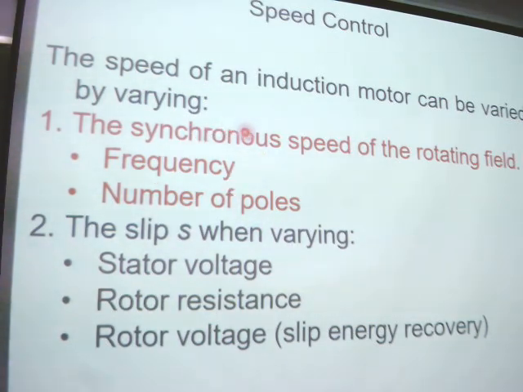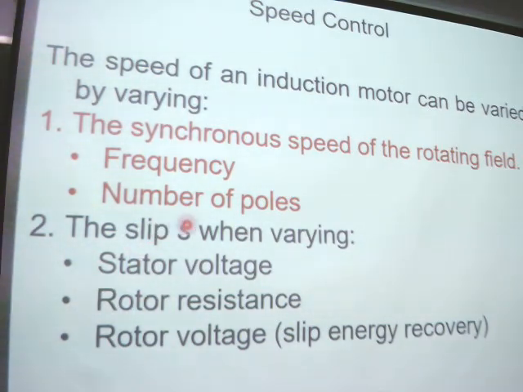So this is the method, and also we know the speed can change if we change the slip. We know the real speed of an induction motor is (1 minus s) multiplied by the synchronous speed. So you can change the real speed of the induction machine.